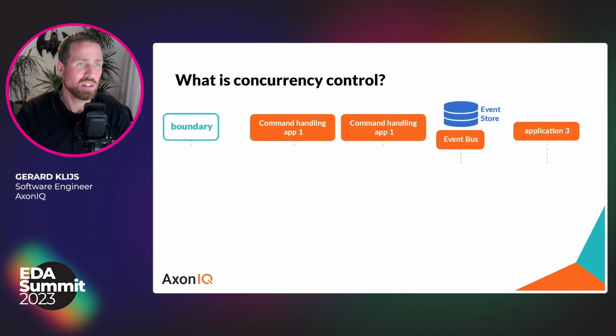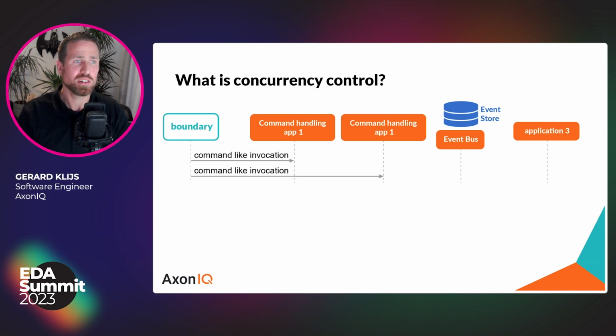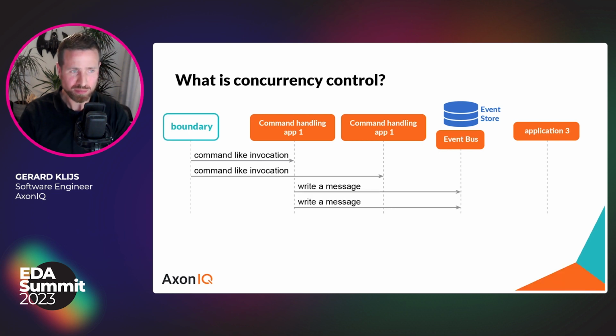So now a bit about concurrency control in such an architecture. So there's the boundary, there's two kinds of applications, because that's important, because you don't want to have them both interfere. There's a central component, which could be an event store or event bus. And then there's a third application reading all the events. Now, if there is no concurrency control, it could be that you have a similar command fired to both applications, and that they both create an event message that's written to the event bus. And then the third application gets into error states.